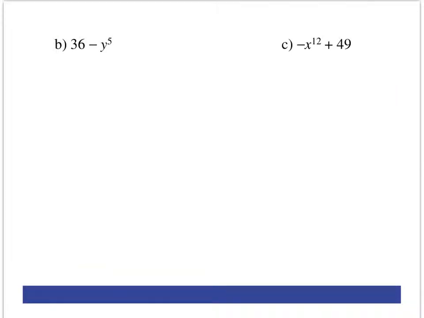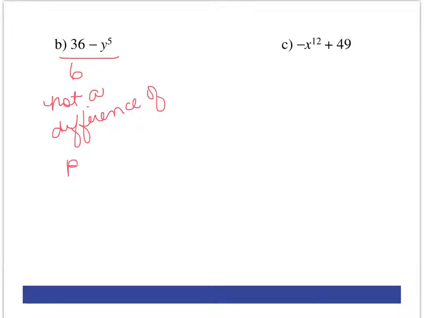So they have different signs, so that helps. 36, does it have a perfect square? It does. It has a 6. What about y to the 5th? Does it have a perfect square? No, it doesn't. So our answer to this one is not a difference of perfect squares.